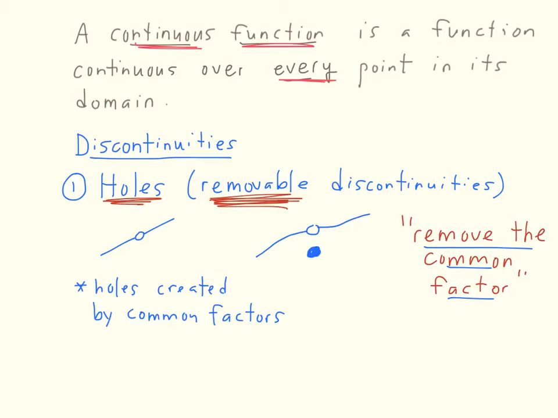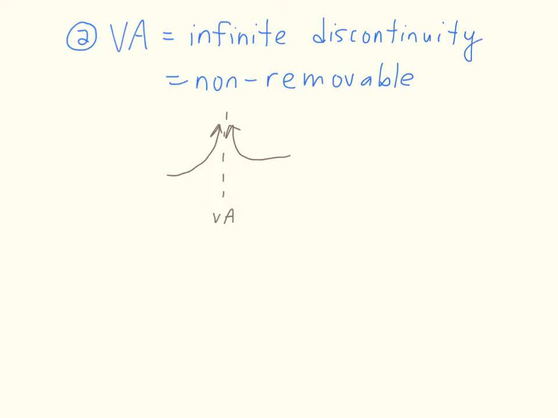So holes are created by common factors. Recall how we canceled out the common factors. So a hole is a removable discontinuity. Think of it as you're removing the common factor. Okay, next one. So our next type of discontinuity is when we have a vertical asymptote. So this is known as an infinite discontinuity.